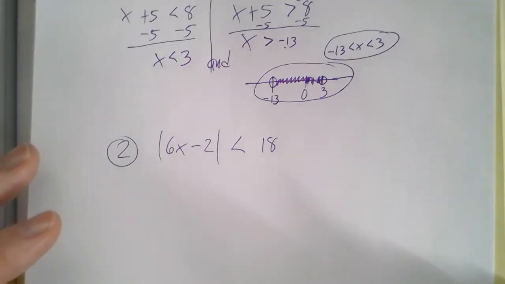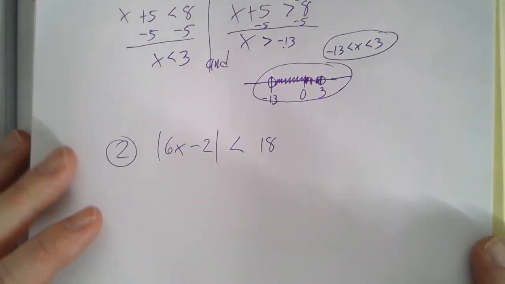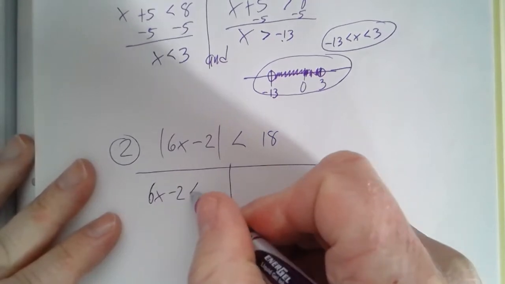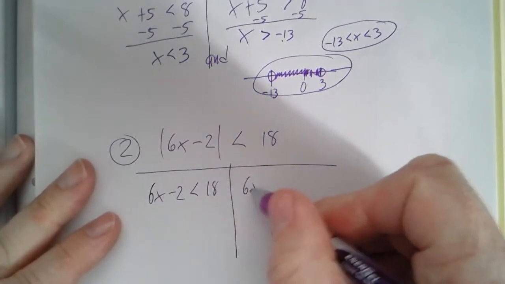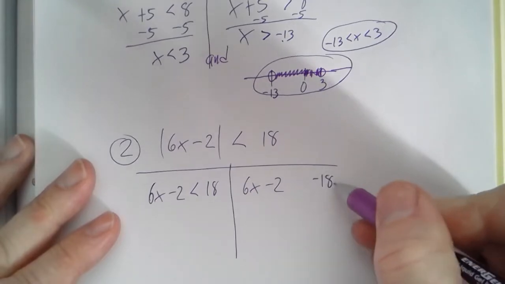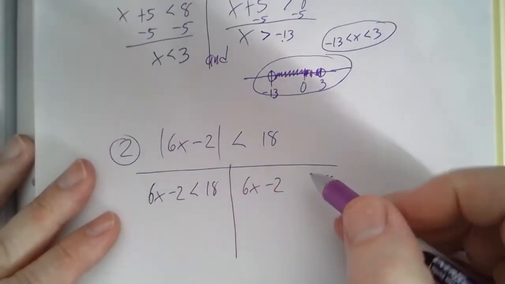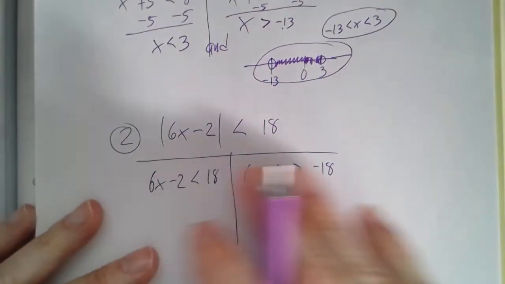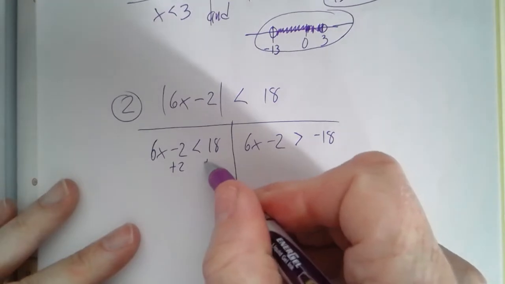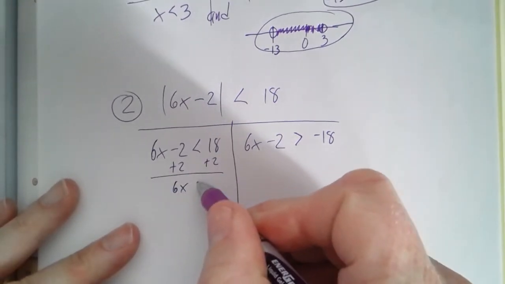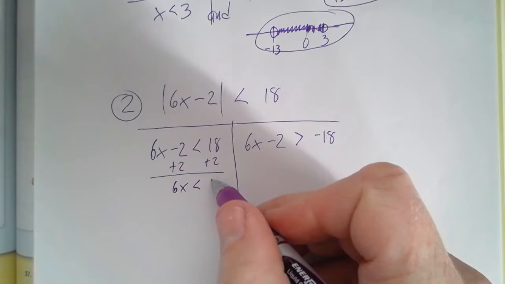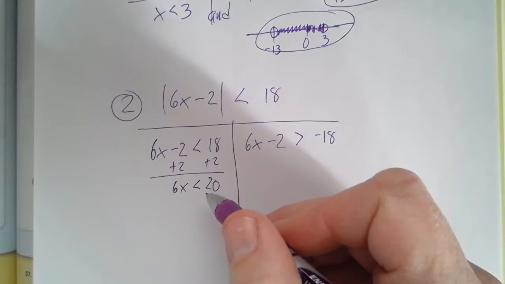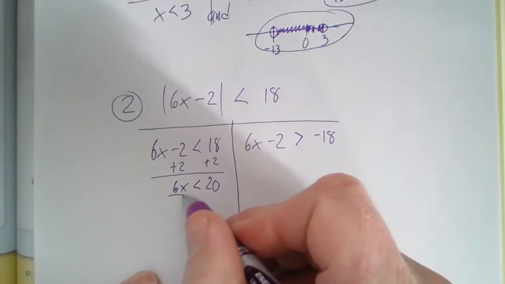All right, so we have to make the two equations, right? So we got 6x - 2 is less than 18, and then 6x - 2, and then negative 18, right? So you got the 18 and negative 18. Flip the inequality around. Did you do that? Okay, now we solve each equation separately. Add 2, 6x is less than 20, correct? Yes, 20. Then here, we divide by 6.